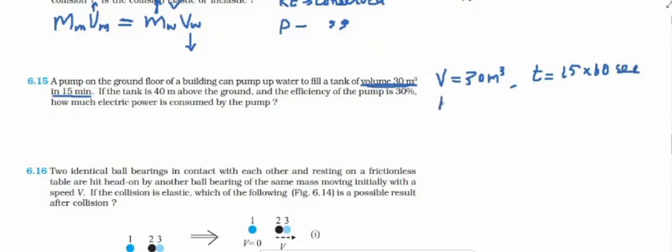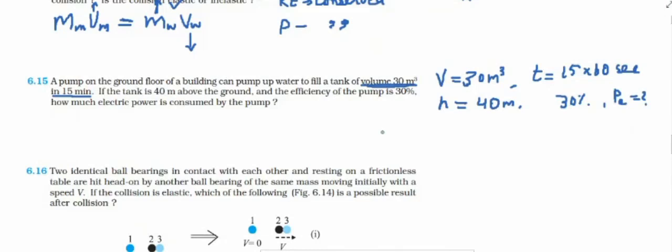Then the height h is given as 40 meter. And the efficiency of the pump is 30%. That means only 30% of the energy is used to lift the water. How much electric power is used? The electric power P_E we need to calculate.